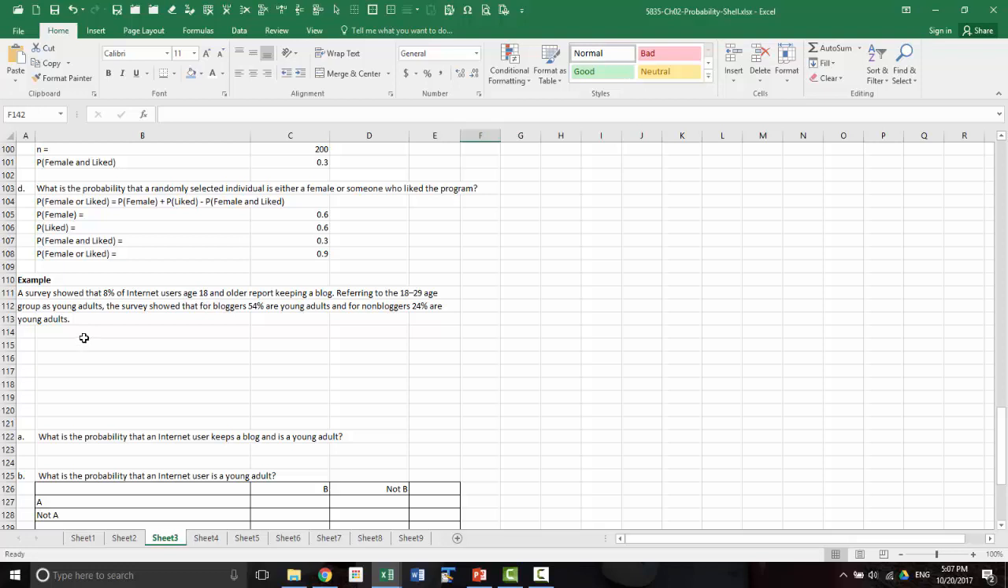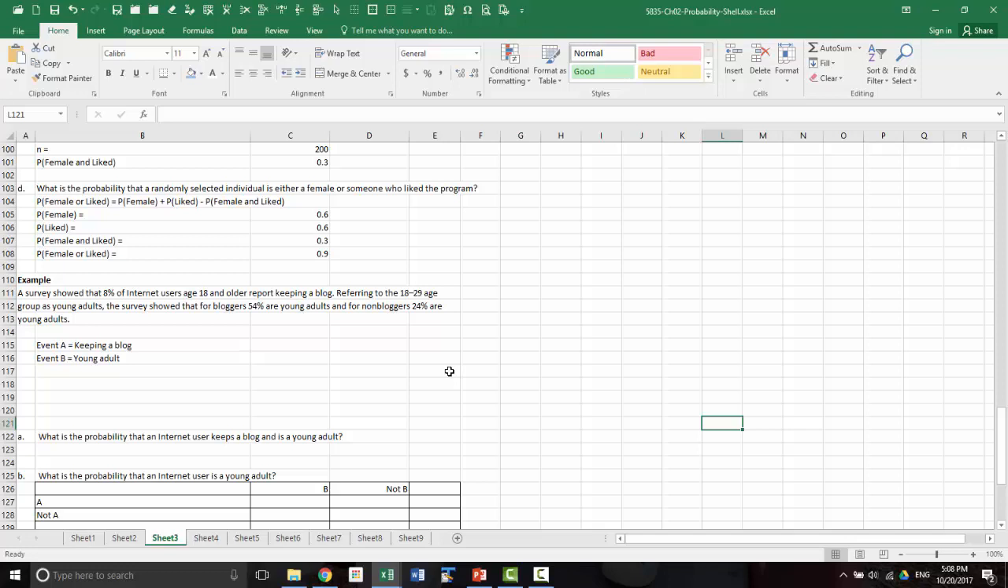So let's define some events. Here there are two things going on, whether a person is a young adult or not. 18 and older is divided into two groups, 18 to 29 and those over 29. That's one thing going on there. And the other is whether the person keeps a blog or not. So we'll define the first event as keeping a blog. Event A is keeping a blog. Now event B is young adult.